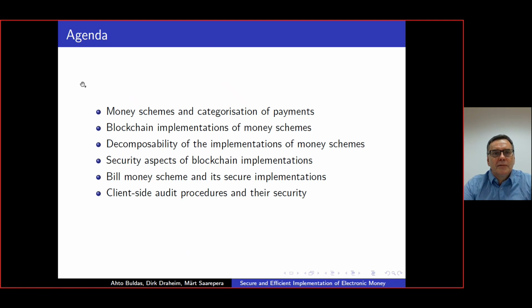The agenda of the talk. We describe money schemes first and make a categorization of payments depending on the money scheme. We talk about blockchain implementation of money schemes. Then we go to decomposability of the implementations of money schemes, which is the basis of scalable solutions. We go through security aspects of blockchain implementations. We look at the bill money scheme and its secure implementations, and then we go through client-side audit procedures and their security. The client-side audit procedures are crucial for outsourcing securely the money scheme operations.